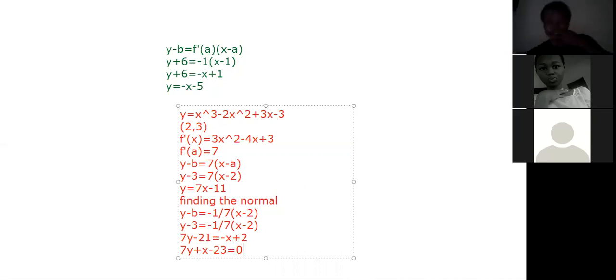Okay. Now, let's solve some more questions. The tangent to the curve y is equal to x cubed minus x squared plus 1.